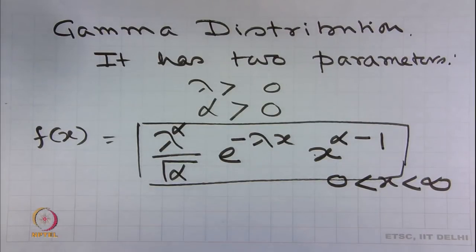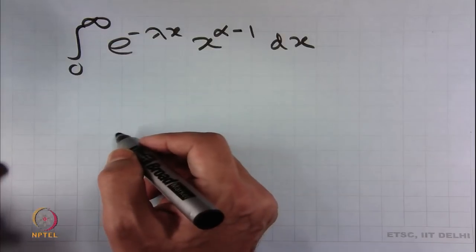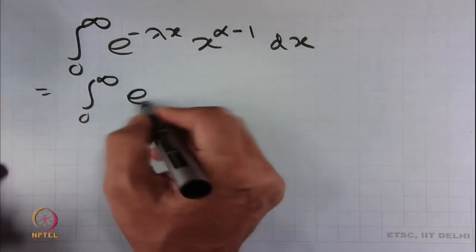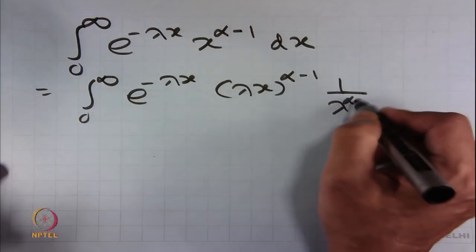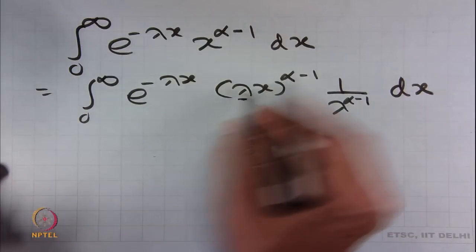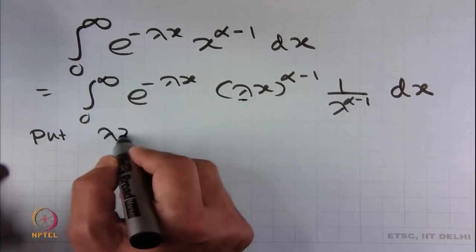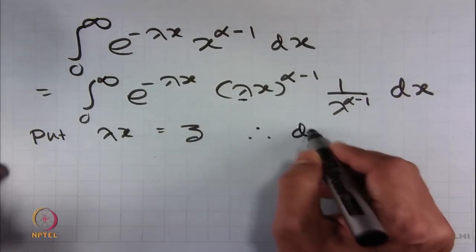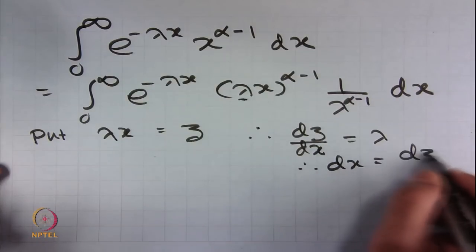If we integrate this quantity e to the power minus lambda x into x to the power alpha minus 1 in the range 0 to infinity, then we can write it as integral 0 to infinity e to the power minus lambda x to the power alpha minus 1 into 1 upon lambda to the power alpha minus 1 dx. I have used lambda power alpha minus 1, so I have cancelled it. Put lambda x equal to z, therefore, dz by dx is equal to lambda, therefore, dx is equal to dz upon lambda.